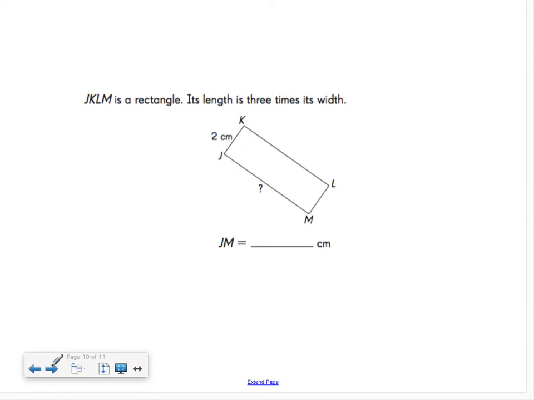This one, JKLM is a rectangle. Its length is 3 times its width. Well, I know the width is the shorter part, which is this, and the length is this longer part. It says the length is 3 times as the width. Well, the width is 2, and it's 3 times. What's 2 times 3? I know that that's 6, so JM has to equal 6.